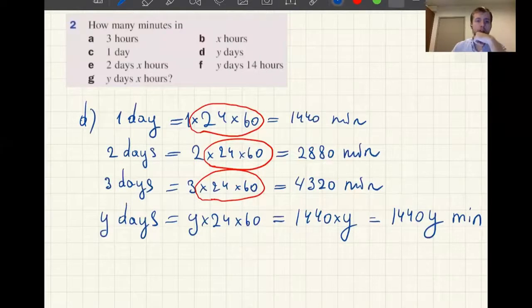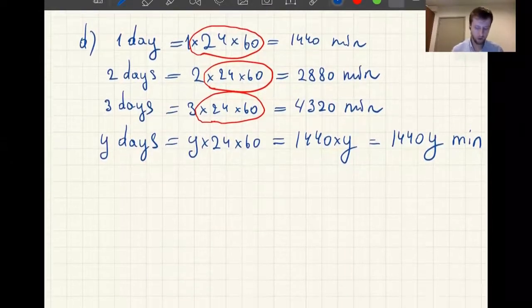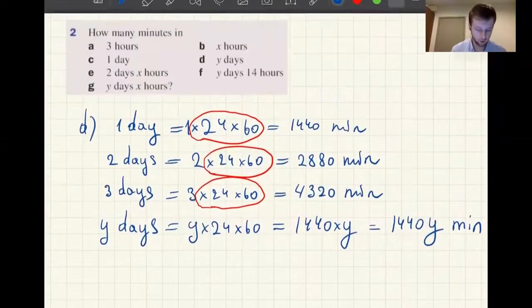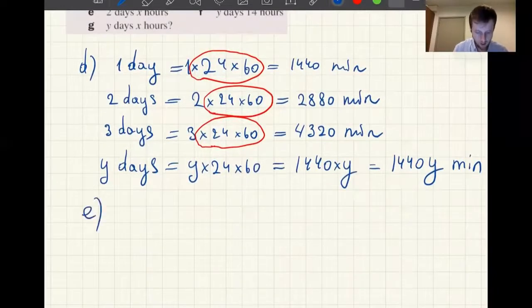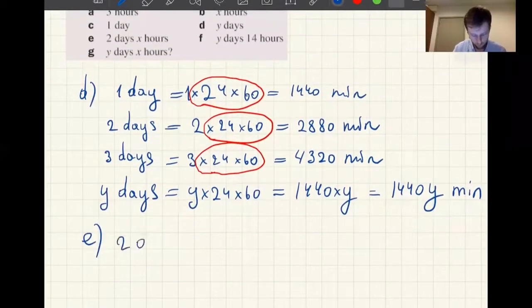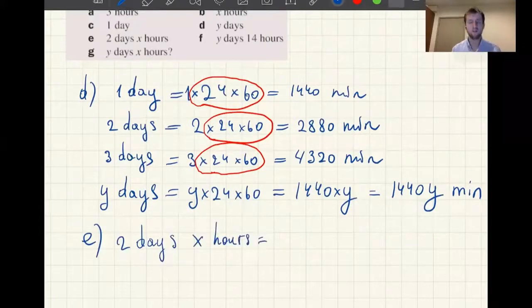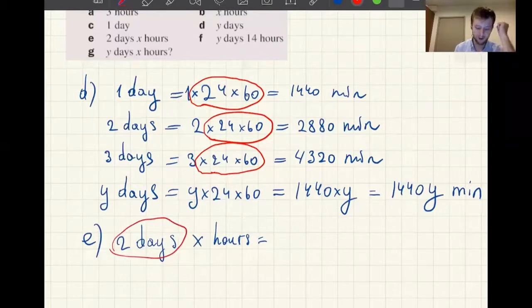Next one is we have 2 days x hours. Okay, it's getting interesting. I wish we had more time on this lesson, but I will try to do it faster. We have 2 days x hours. Actually, this is really interesting because we have to convert them separately. This is the part which is a plain old number, and this is the part which is a letter, which is exactly what we have to convert.